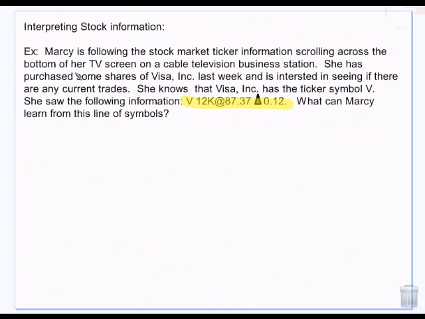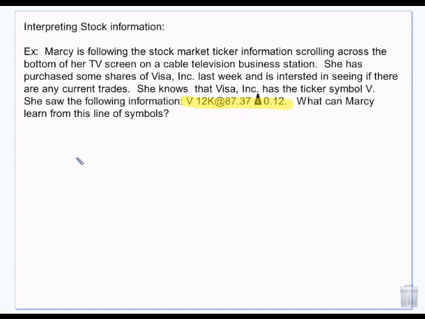Okay, so there's this girl Marcy, and she's following the stock market ticker, and you don't really need to know all that, but this is what you want to write down. Just this ticker right here, the highlighted part. She's watching it scroll across the bottom of her TV screen, and she has bought Visa, and so she wants to see if there's any current trades, to see if her stock is going up or down or how it's doing. And so she sees this: V 12K at 87.37, up arrow 0.12.